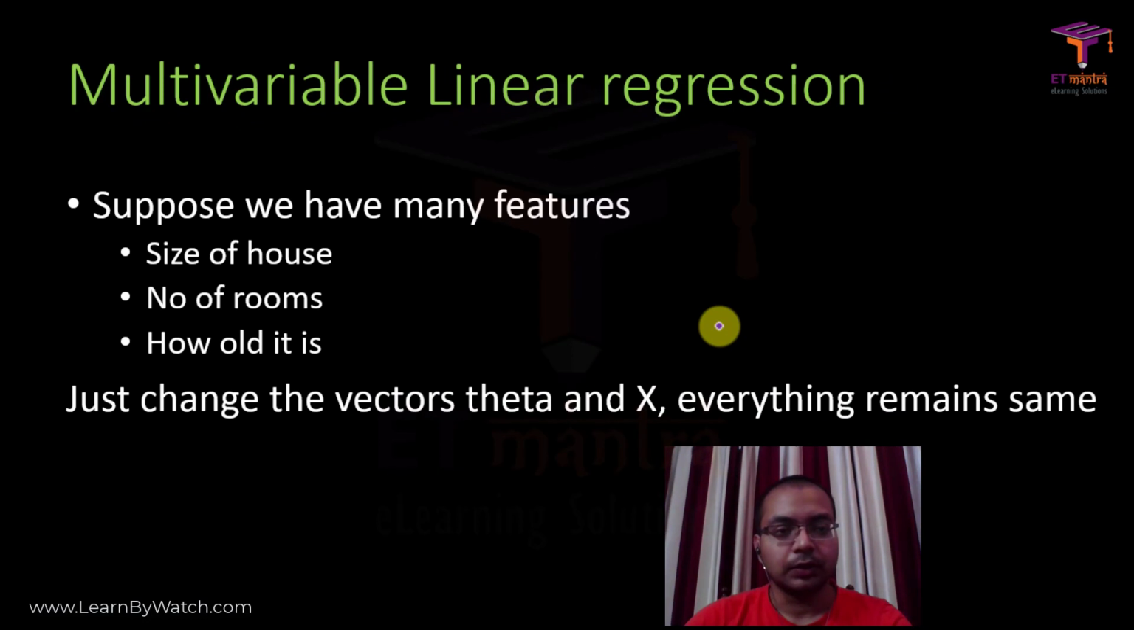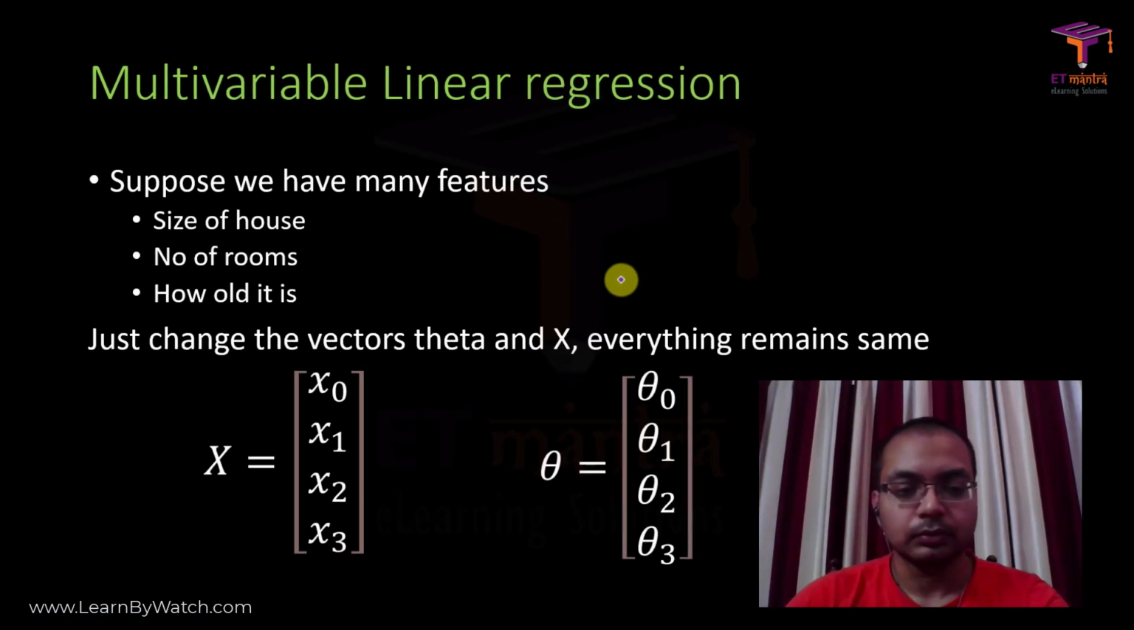So for applying multivariable, we just change the vectors theta and x, and everything else remains the same. So this is our updated vector x and theta. Notice here that earlier we had this vector only up till here, since we had just one feature, but now we have three features. So we have x1, x2 and x3.